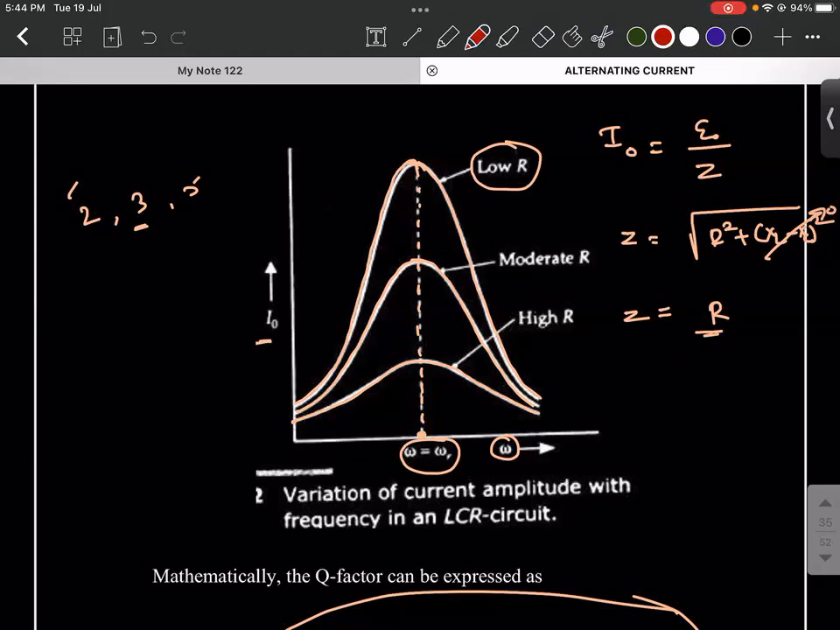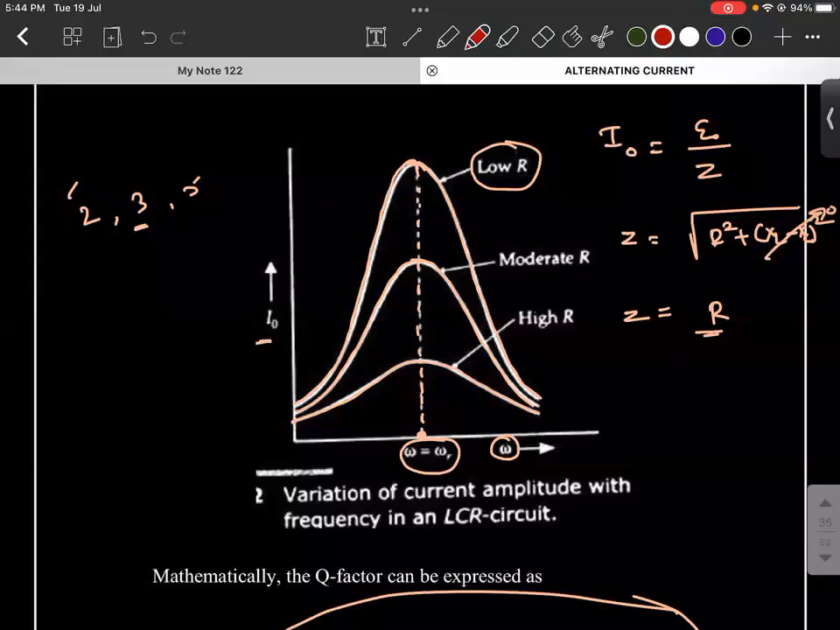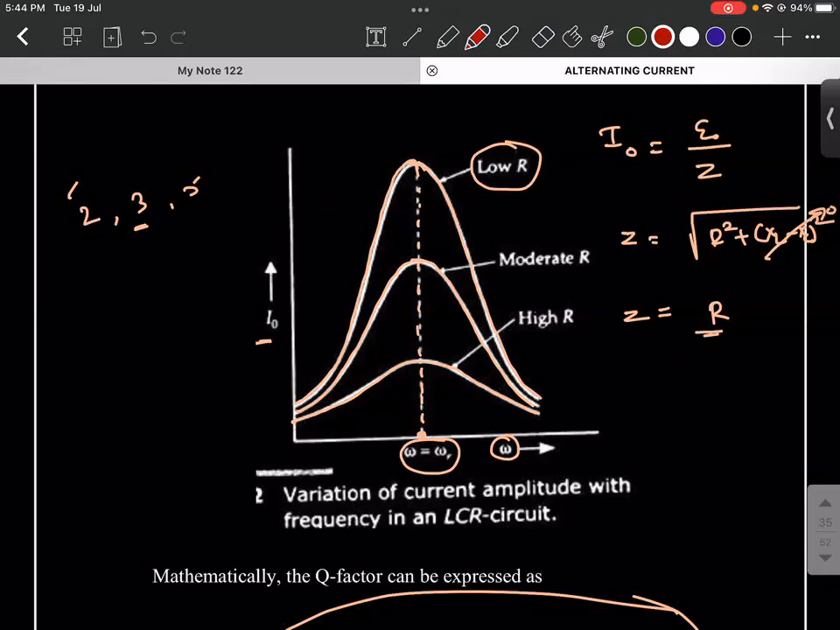I'll tell you what is the significance, don't worry about it. But when I spoke about resonance condition, what was the statement given there? The amplitude of current should be maximum, correct? The peak value I naught itself should be maximum. So I naught is attaining maximum in all the three scenarios, exactly at the resonance frequency. So this graph is a very, very, very important one. From this graph, we are going to define something called sharpness of resonance.